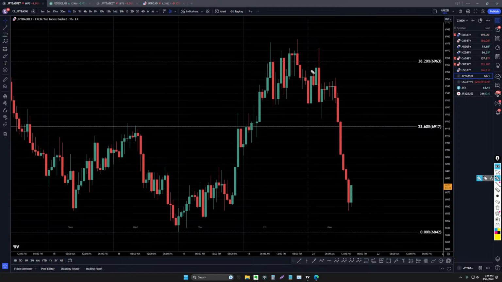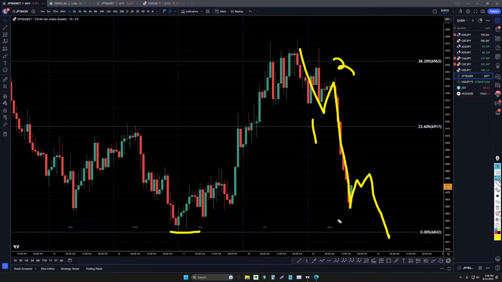I think at least it needs to make a wave 4 and a 5, and probably go down to at least take out these lows. 1, 2, 3, 4, 5.